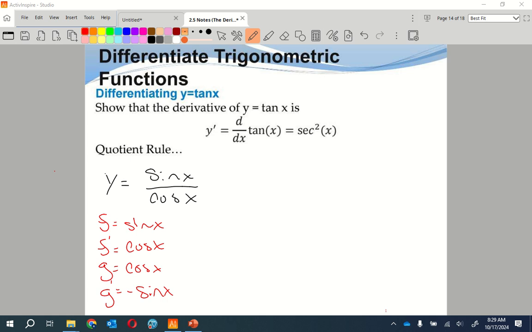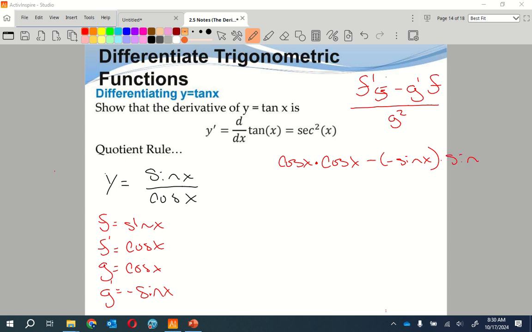So I'm going through and doing my quotient rule, and I'll write out the quotient rule for you again: f prime g minus g prime f over g squared. All right, so I'm going to start plugging in. So f prime is going to be cosine x times g, which is cosine x, minus g prime, which is negative sine x, times f, which is sine x. And all this is going to be over g squared, which is cosine squared x.